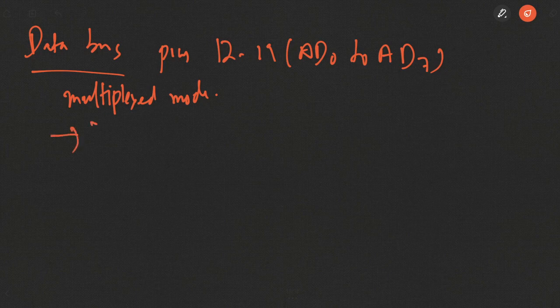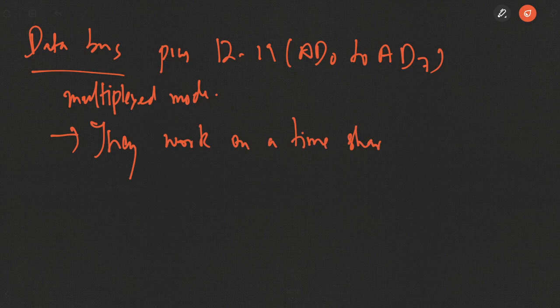So what does multiplex mode mean? That means they work on a time sharing basis. At a time, if the bus is carrying the address, the data will not be carried at that time. If the bus is carrying the data, the address will not be carried. And as far as these pins are concerned, they are bidirectional. Since data, as I told you in the last session also, needs to be written as well as read, these pins have bidirectional capability. Bidirectional bus.